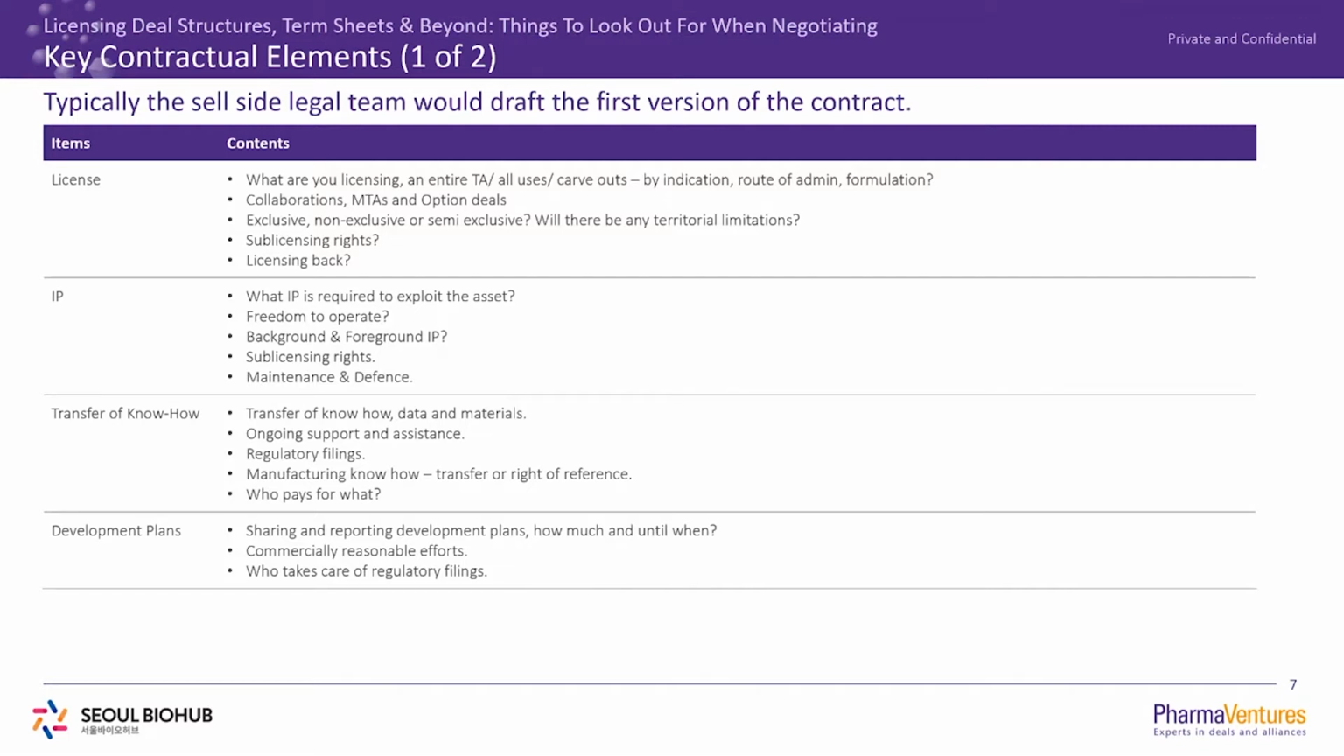Have you done freedom to operate searches? Do you know that they're going to be able to exploit the IP in their territory? They will do them as well. Considerations of background IP, your background IP, the IP you're licensing, their background IP, which may be necessary, and any new IP that's generated, called foreground IP. Again, sub-licensing rights.